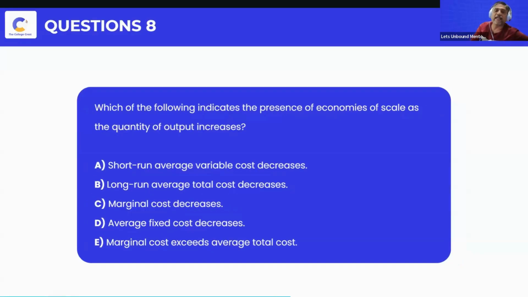Which of the following indicates the presence of economies of scale as the quantity of output increases? Okay, so when we are talking of economies of scale, we are obviously referring to long run average total cost. And if it indicates the presence of economies of scale with an increase in the quantity of output, the long run average total cost must decrease. The correct answer here is option B.